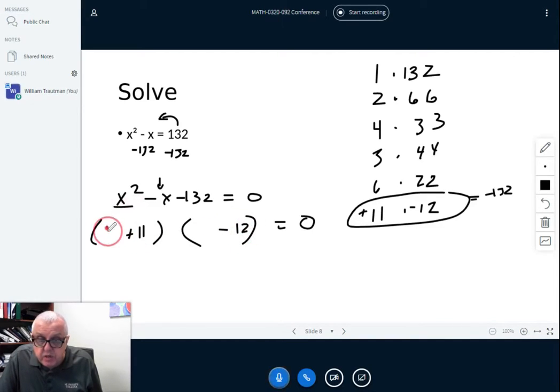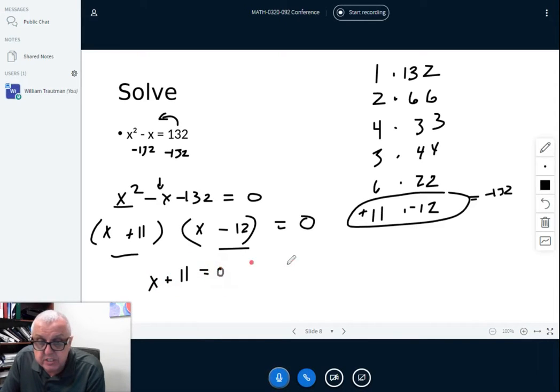And since we have x squared, we have an x and an x in front. So using the zero multiplying rule, when two numbers multiply together and the answer is 0, one of these two has to equal 0. The x plus 11 has to equal 0, or the x minus 12 has to equal 0. Well, let's solve for x.